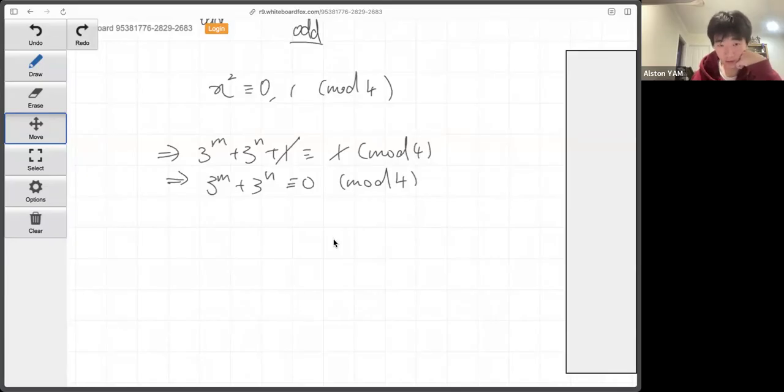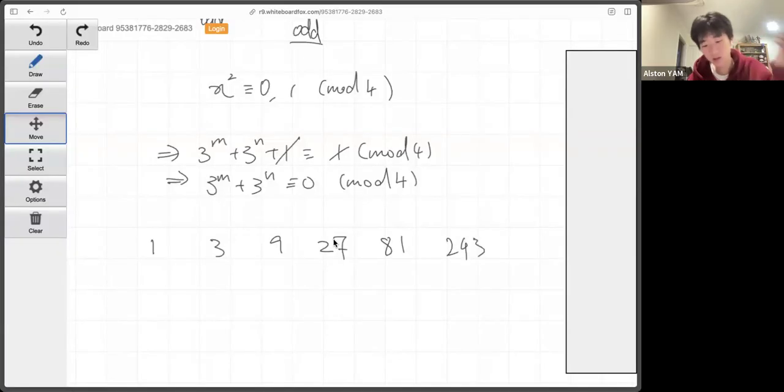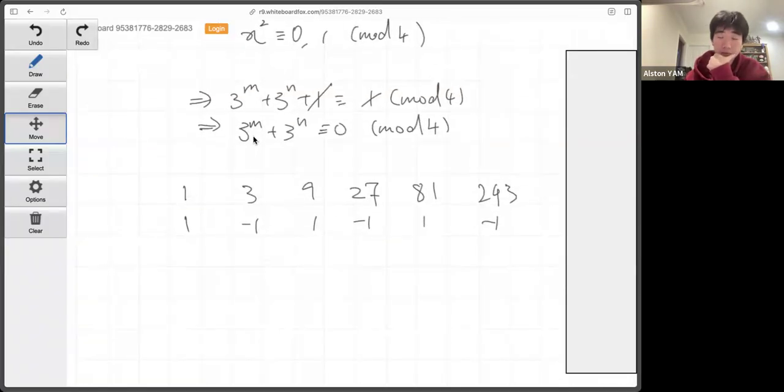Because I'm sure there's going to be some kind of pattern, right? So if we look at the powers of 3, you go from 1, 3, 9, 27, 81. The next one's like 2, 4, 3 or something. Okay, so if we look at it under mod 4, this is 1, minus 1, 1, minus 1, 1, minus 1, stuff like that. So that is quite interesting. The powers of 3s under mod 4 kind of alternate between 1 and minus 1.